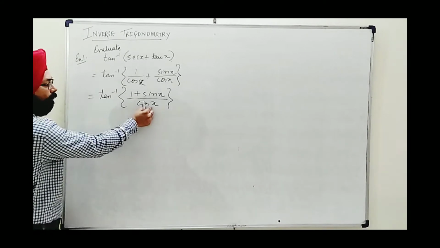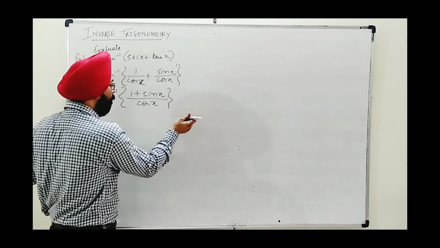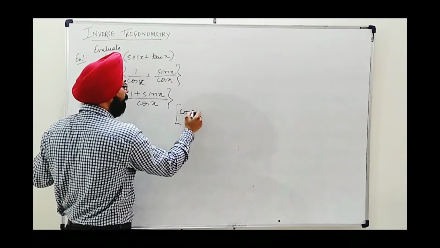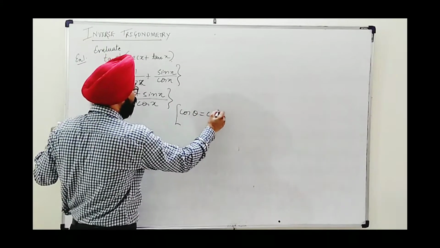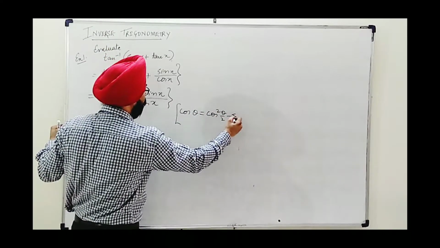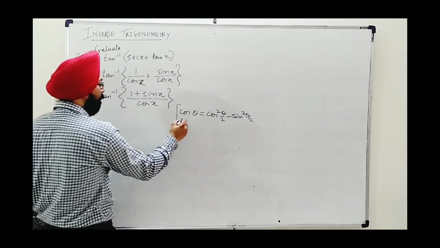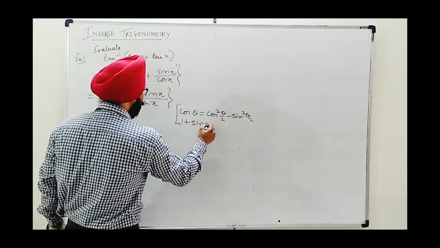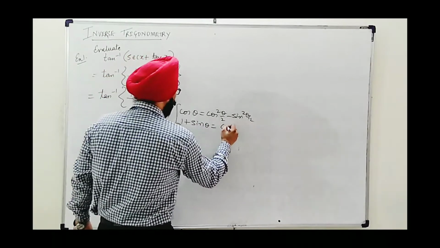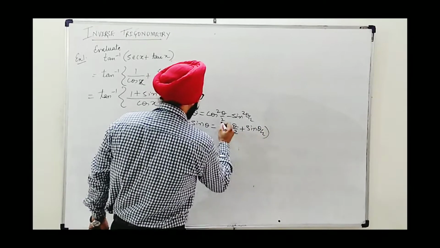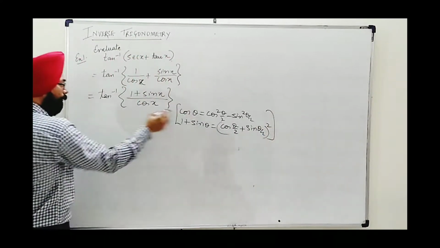Here the term of cos will be written by the cos theta identity. Cos theta can be written as cos square theta by 2 minus sine square theta by 2, and 1 plus sine x, using the identities, the 1 plus sine theta will be written as cos theta by 2 plus sine theta by 2 whole square. This you can directly put.